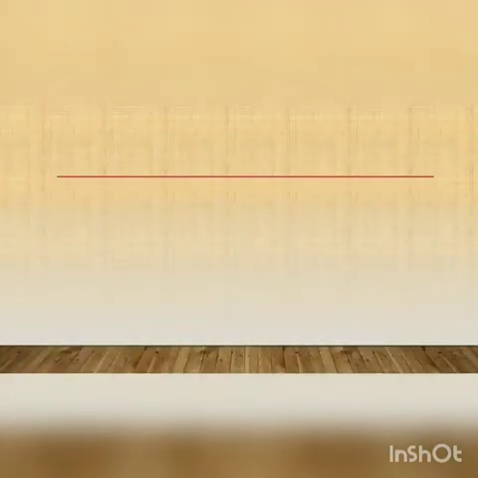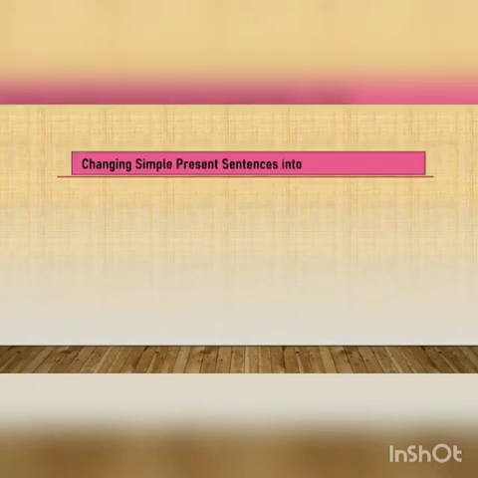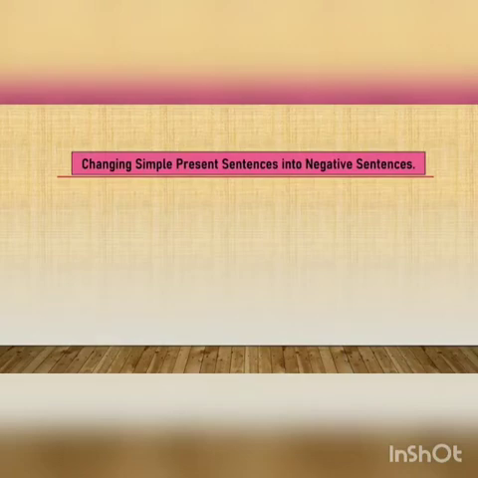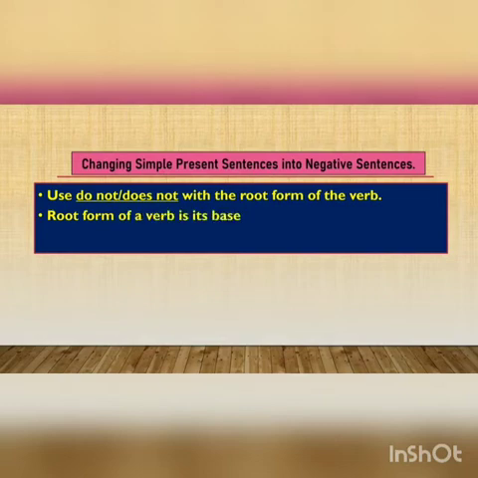Moving on to the next category, that is simple present tense. So we're going to learn how to change sentences in simple present tense into negative sentences. Use do not or does not with the root form of the verb. Now, you must be wondering, what is the root form of a verb? It is very simple. Root form is the base form of the verb.